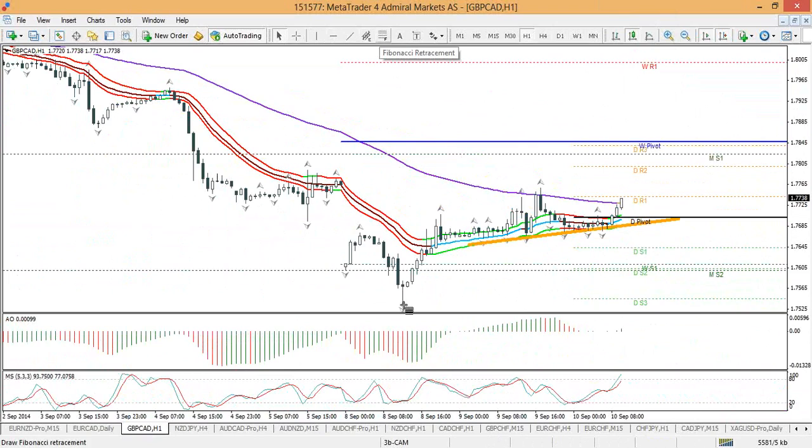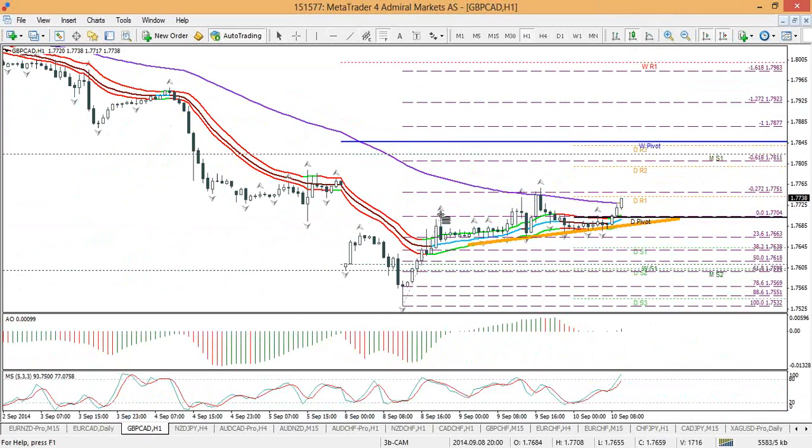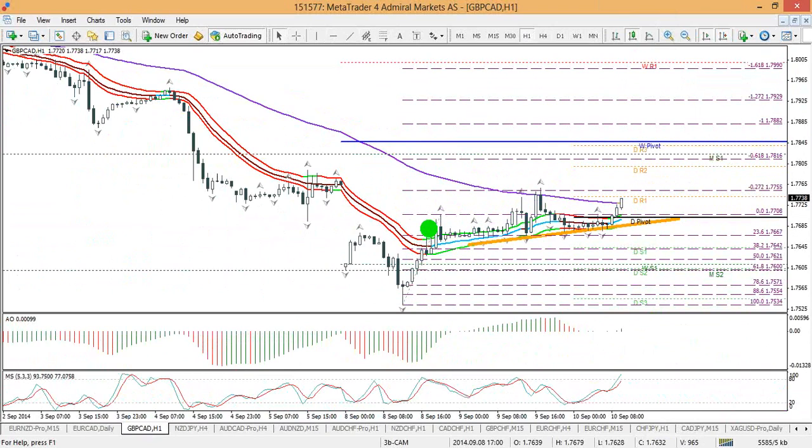Now it could easily retrace higher. In that case, if we put a fib on the very first retracement here, you can see price went up to the minus 272 target. The next could be the minus 618 target. So from a fib point of view, I think a short around the monthly S1 looking good.